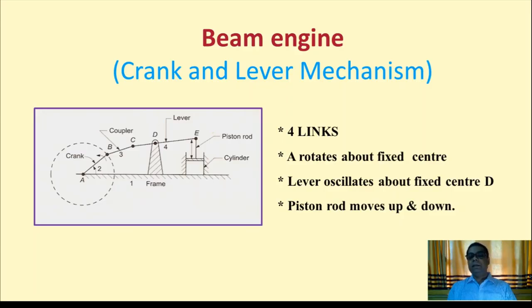Here the criterion is 4 links. The crank rotates about a fixed center, the lever oscillates about a fixed center, and the piston rod moves up and down. The crank rotating about a fixed center means it rotates about a particular point.